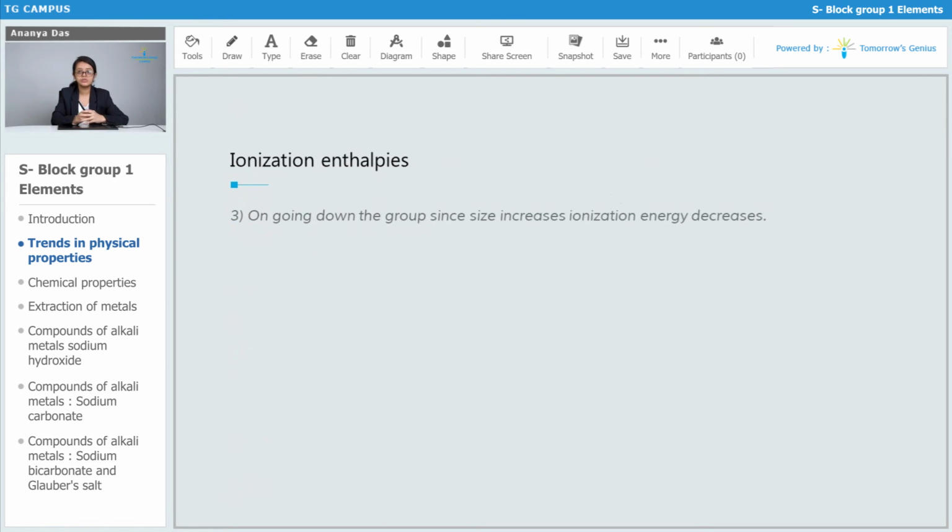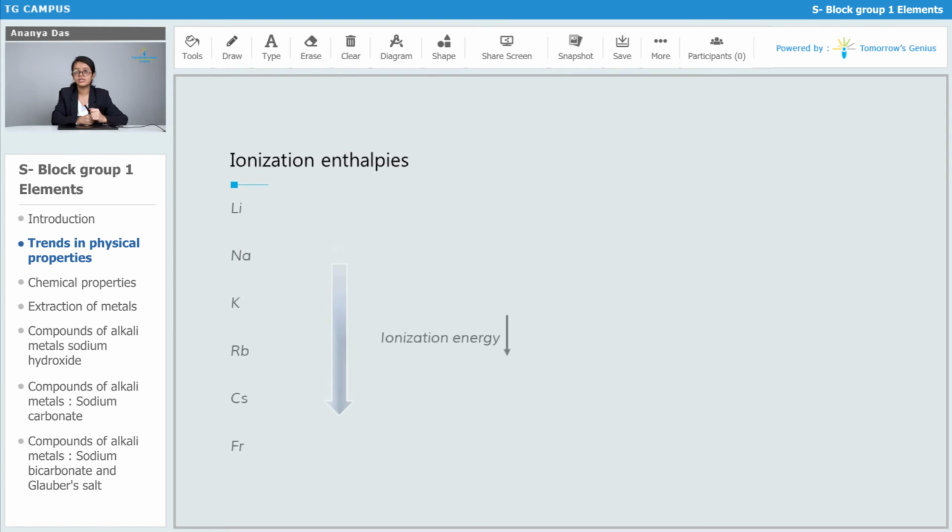When we go down the group, then the ionization enthalpy decreases. This is because on going down the group the size increases, and because the size increases the attraction of the nucleus for the outermost electron decreases even further. Therefore, it becomes more and more easy to knock out that last electron from the outermost orbit. That is why as you go from lithium to potassium, the size increases and the first ionization enthalpy decreases.